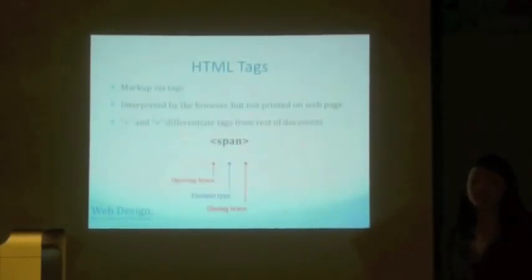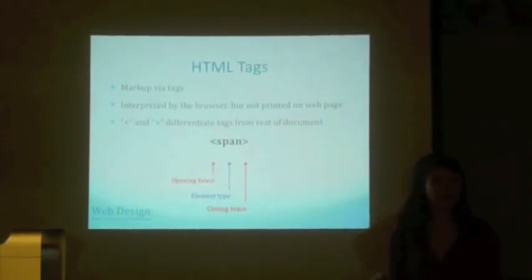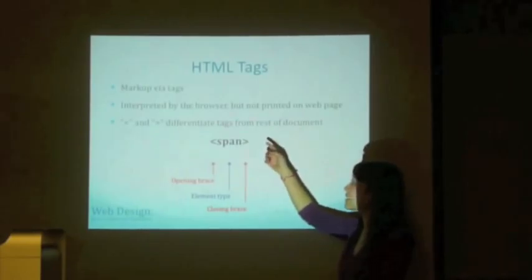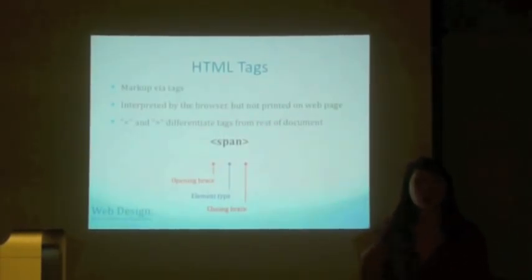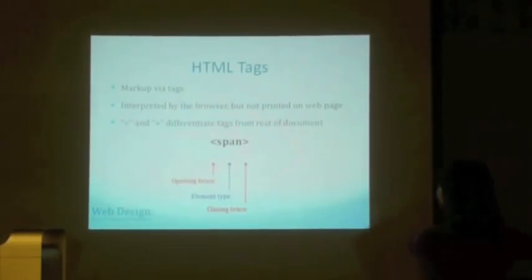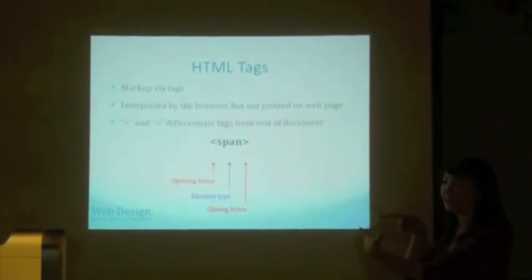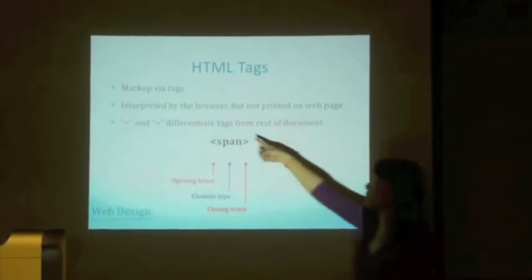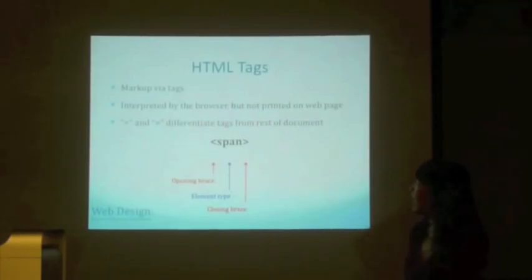Okay, so I talked about these HTML tags. What are they? You provide markup via tags, and they're interpreted by the browser, but they aren't actually displayed on the page. So you saw before, I was writing P and then my text and then the closing tag to represent a paragraph, right? But when you visit websites, you don't actually see those tags on the page, because they're interpreted by the browser, and they just format the content and don't display the tags.